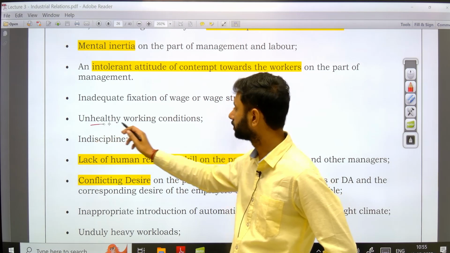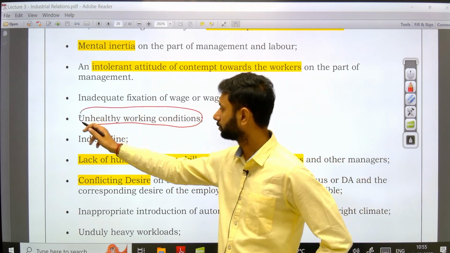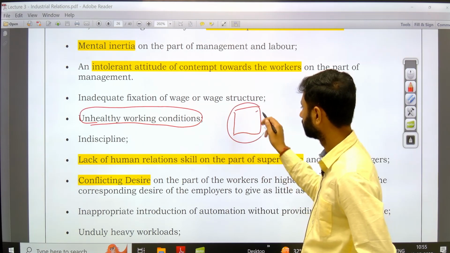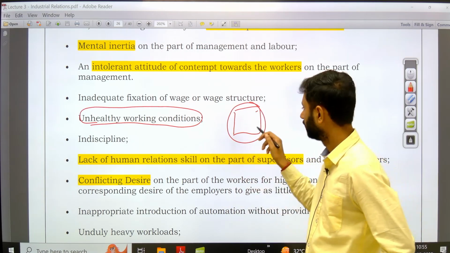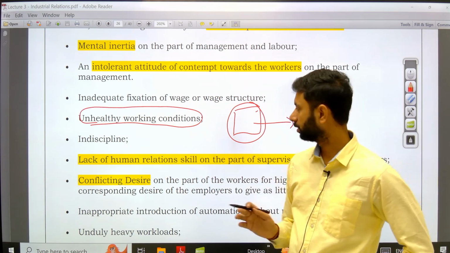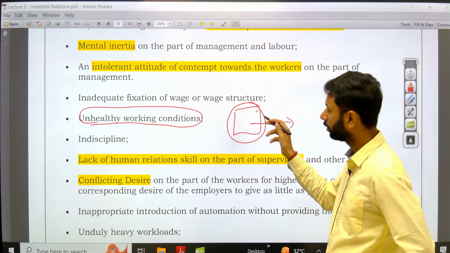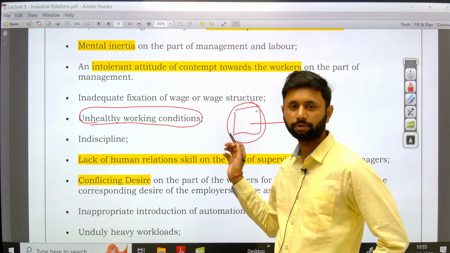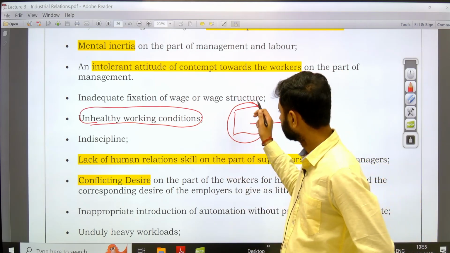Unhealthy working conditions. Suppose harmful machinery is there and there is no fencing. Unfortunately, and we all don't want it, at some point of time one or more workers will get affected by this machinery. And at that point of time, they will realize.